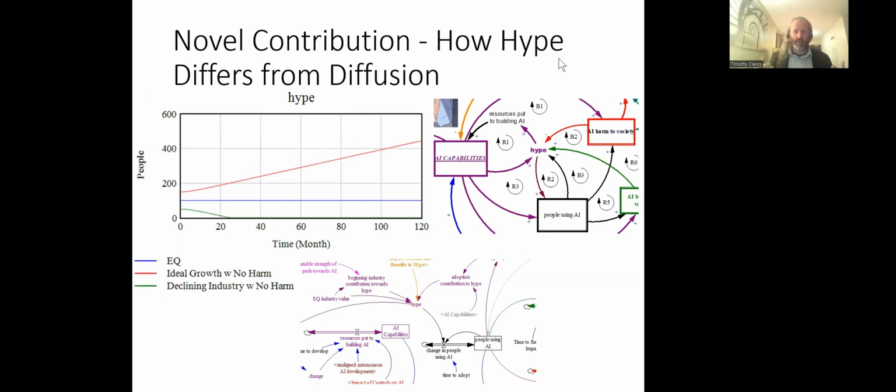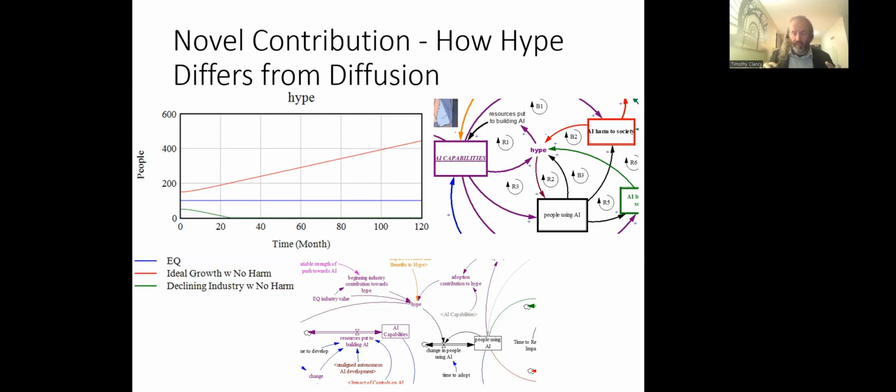One of the novel contributions is how hype differs from diffusion. In most diffusion models, there is a compounding feedback effect amongst the user base, the adopted users, where word of mouth spreads and they tell each other and it spreads like a contagion among the users. In a hype cycle, there are multiple compounding feedback loops, both on the user base and on the producer base. So not just are the users getting interested and riled up about this, but with stable diffusion, ChatGPT, everyone's piling into this market.